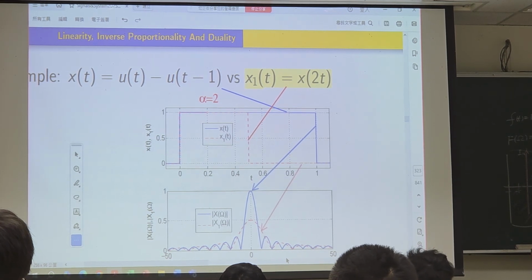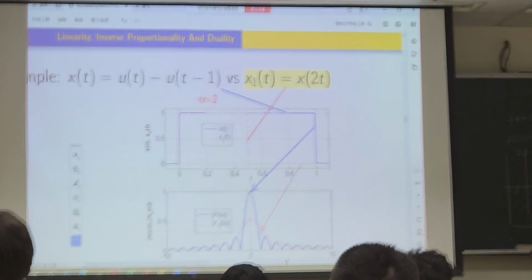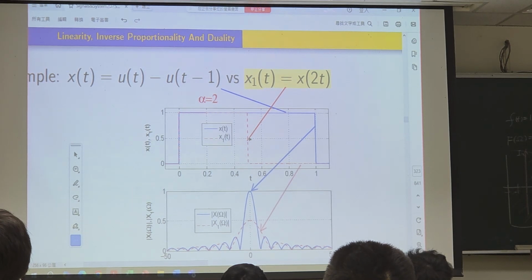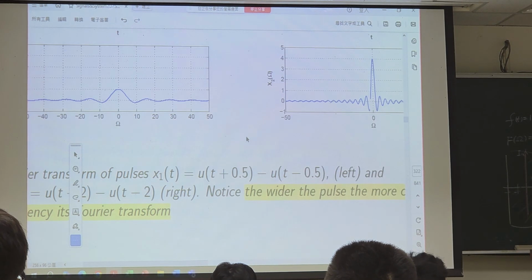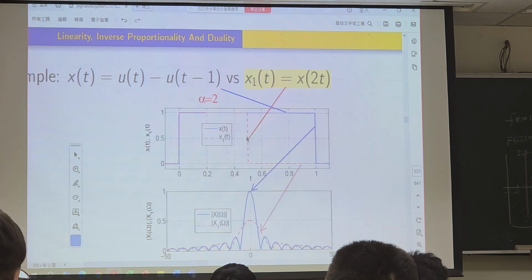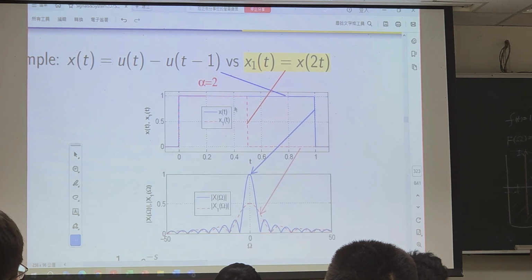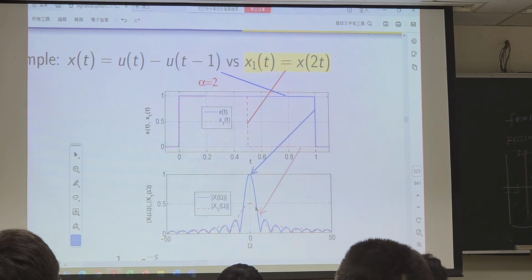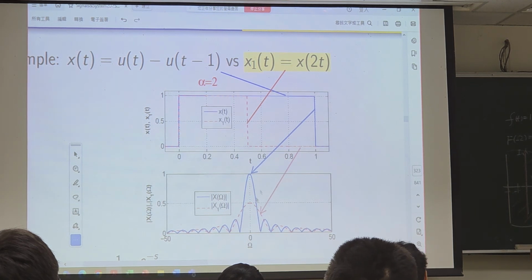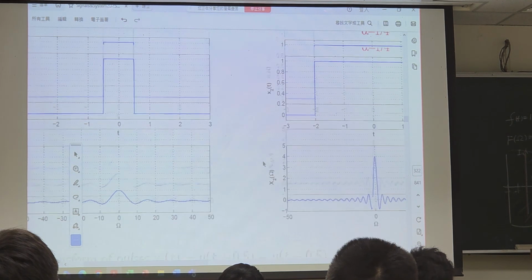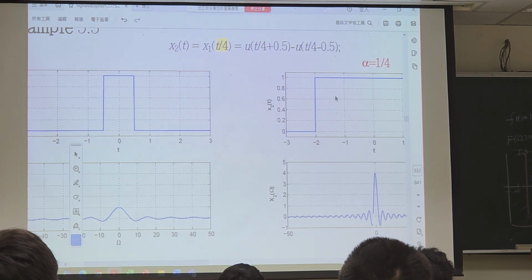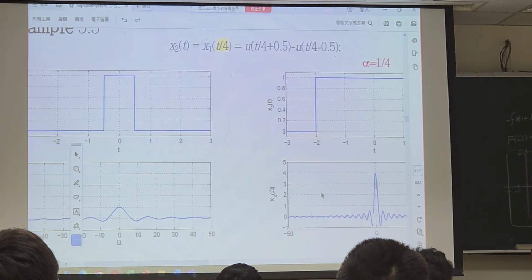So we have a very interesting phenomenon here. If you compress the function in the time domain, you expand the function in the frequency domain. Alternatively, if you expand the function in the time domain, you compress the function in the frequency domain.